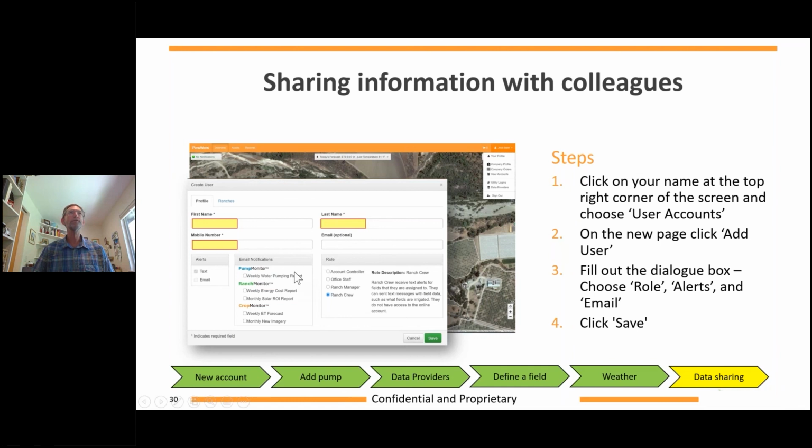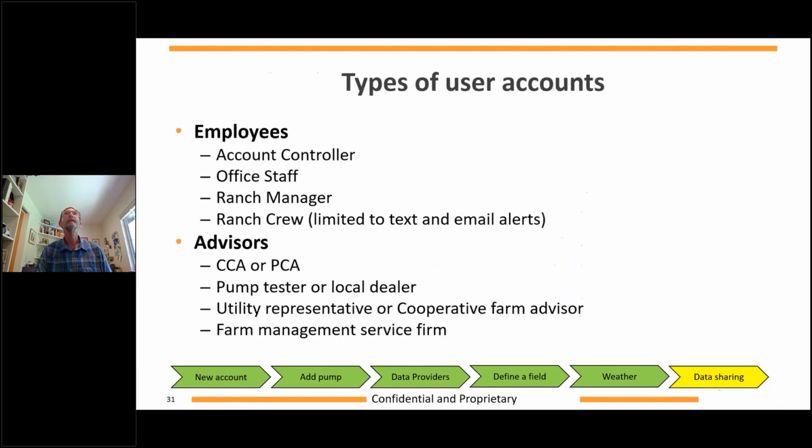So each user can custom select what reports they're going to be receiving and whether they're going to receive alerts via text or email. Once you've configured a user, click save, and they're now part of the system. So the sorts of users that you would configure that way are the employees, basically, what we just went through, but they're also advisors. And advisors fall in a lot of different categories.